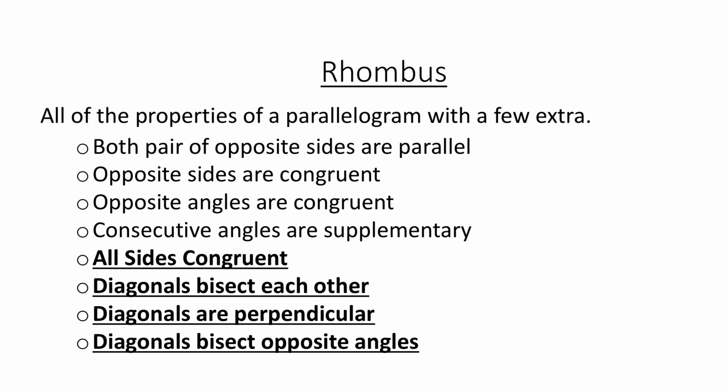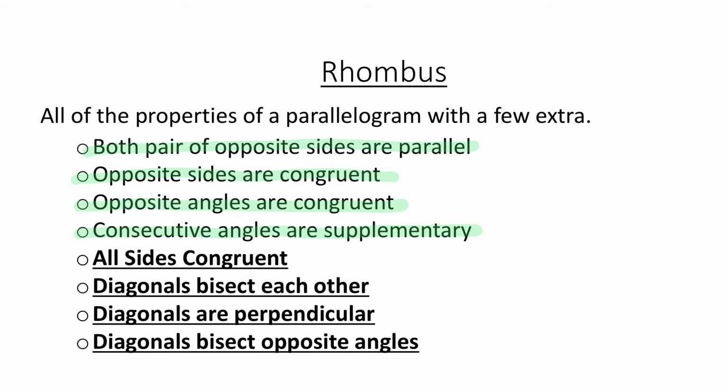And then the next thing is the rhombus. This is the one we're a little less familiar with. What it looks like with a parallelogram. Both sides, opposite sides are parallel. Opposite sides are congruent. Opposite angles are congruent. Consecutive interior angles are supplementary.